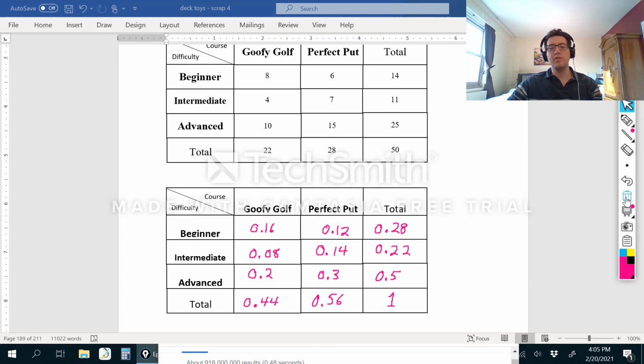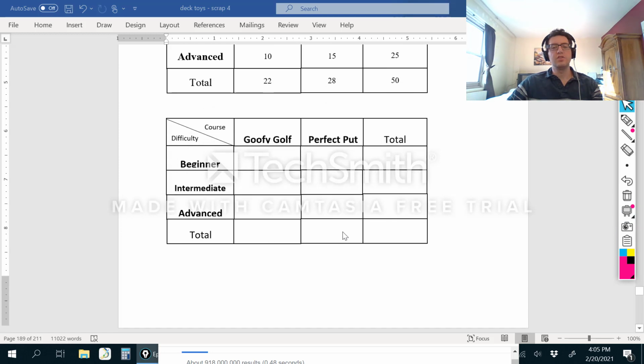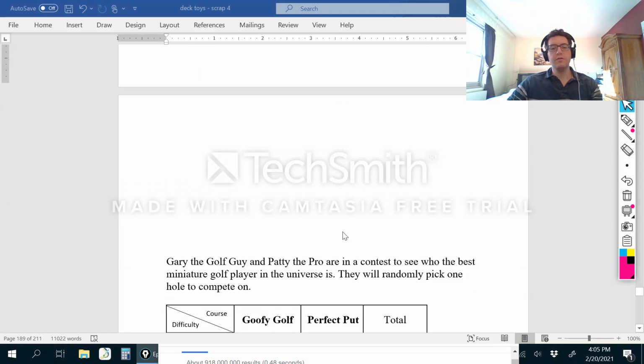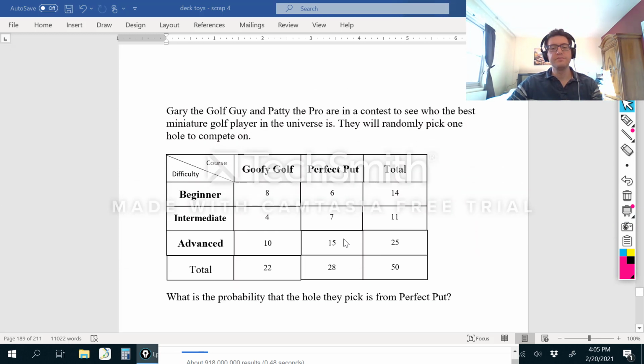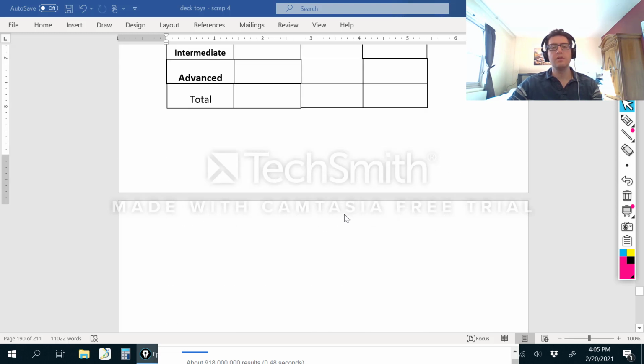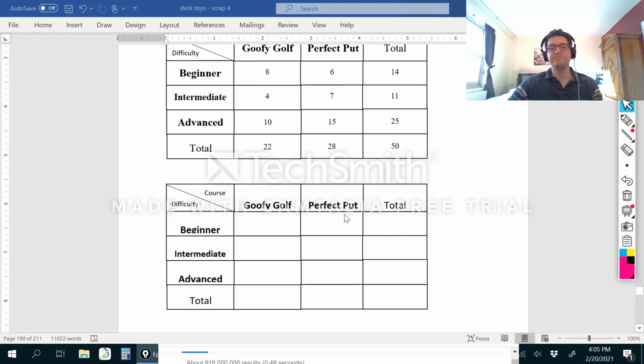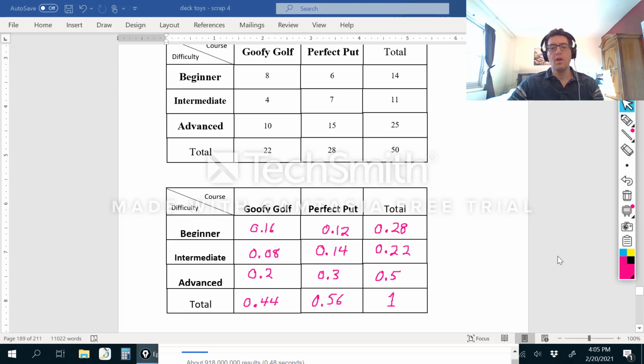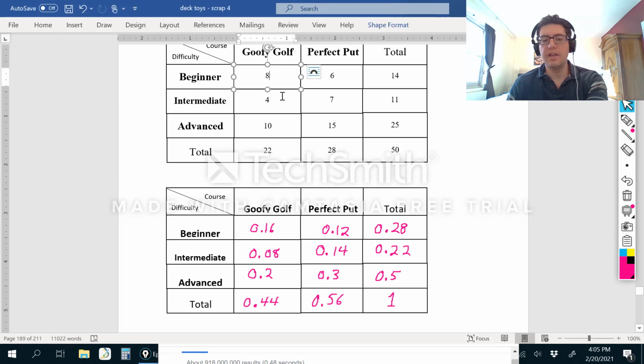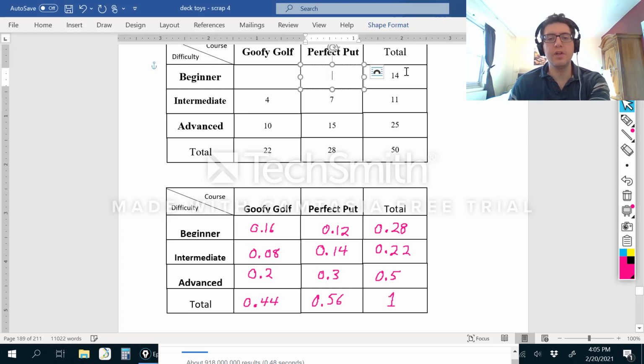What if we wanted to go the other way? And so what if we wanted to... Oh, that's not what I want to do yet. Okay, what if I wanted to take this relative frequency table and convert it into a frequency table?